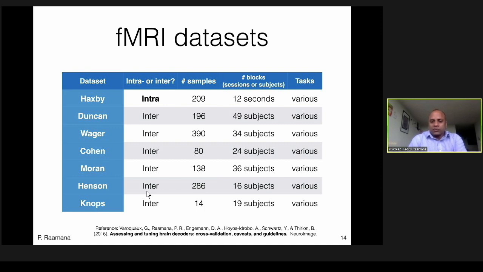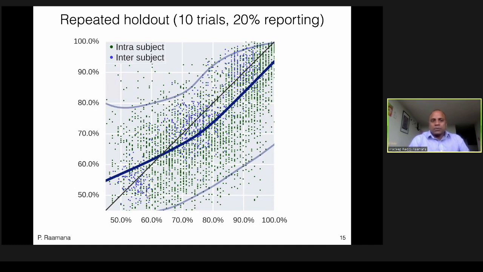So let's dive into the results we get from these data sets. Using a repeated holdout cross-validation scheme, like I mentioned before, we ran 10 trials, 20% for reporting, the rest for training and tuning. This is the distribution of numbers. Just to walk you through this plot, on the y-axis is the classifier accuracy from the inner cross-validation. On the x-axis is the accuracy in the reporting set, like I mentioned.